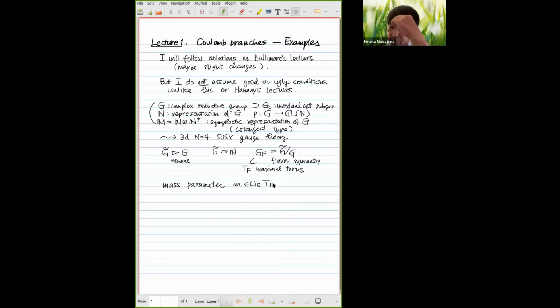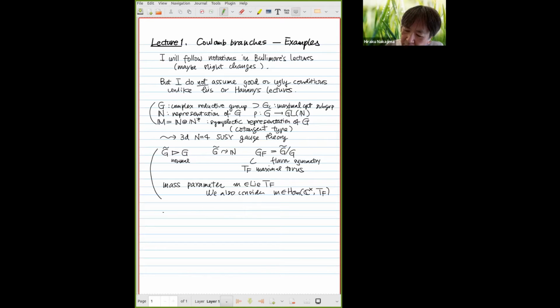Sometimes we also consider m as a homomorphism from C star to T_F. More precisely, if I consider the derivative of m, then I get the element in the Lie algebra, but I use the same notation for this. So this is a mass parameter.